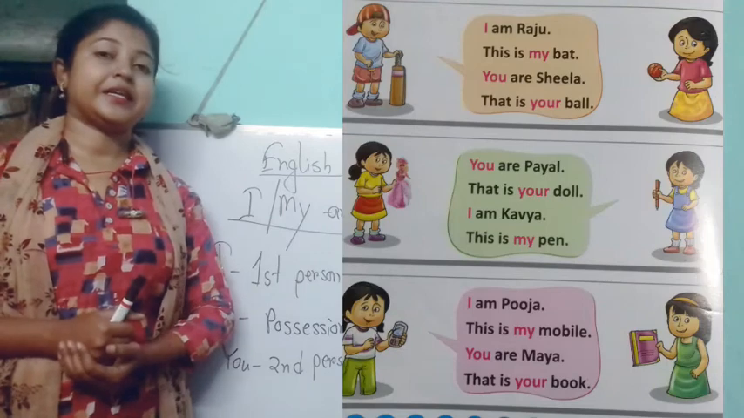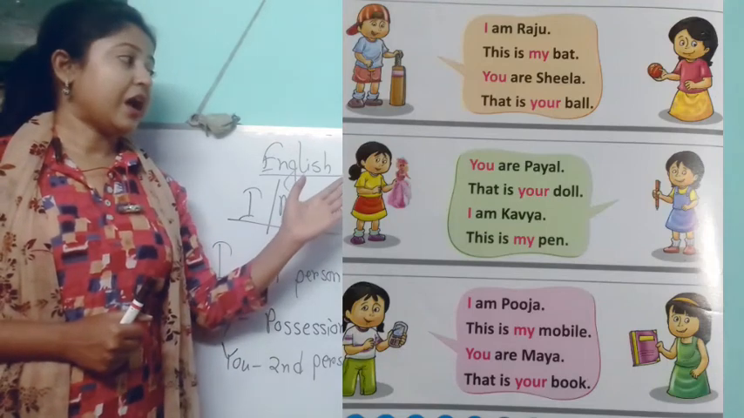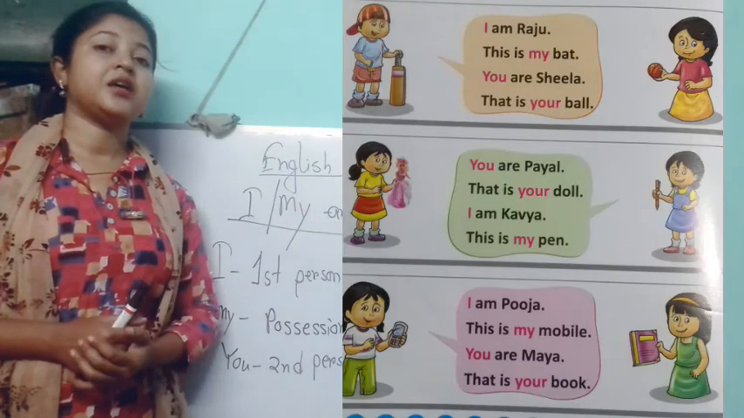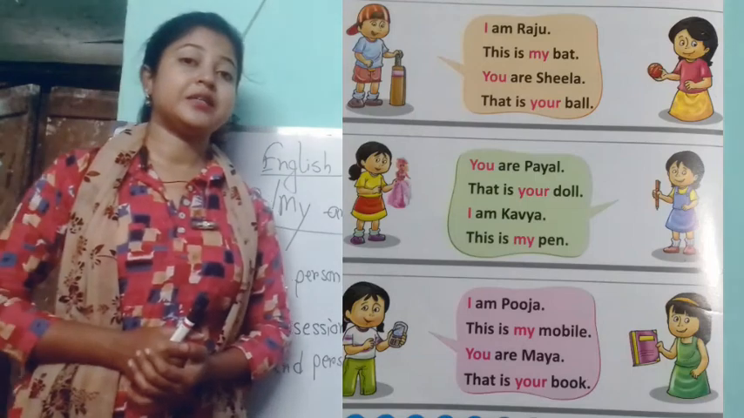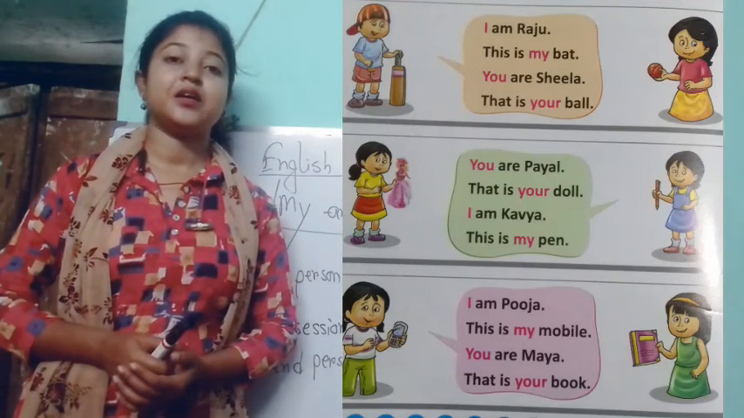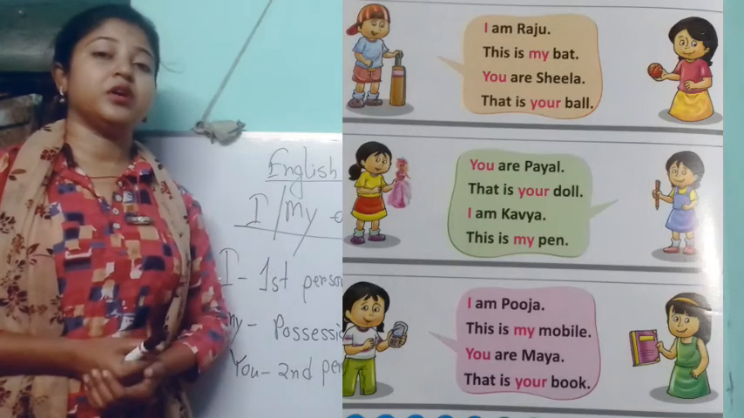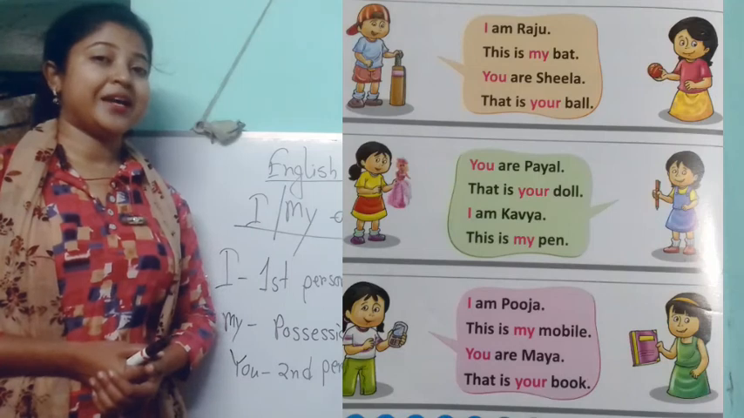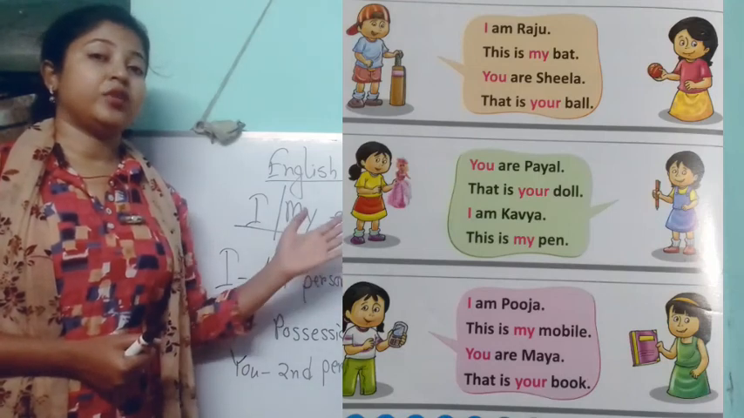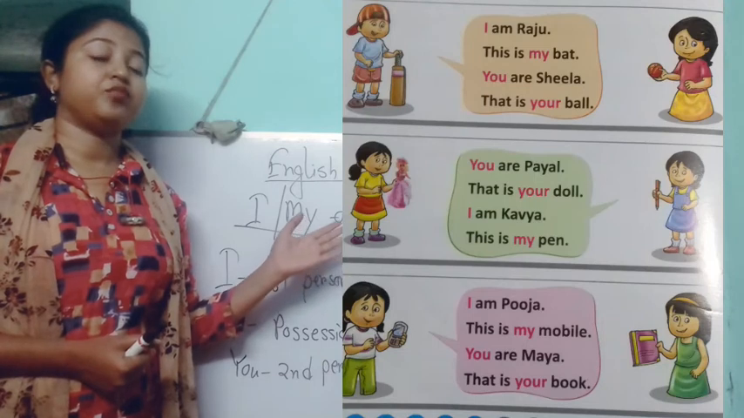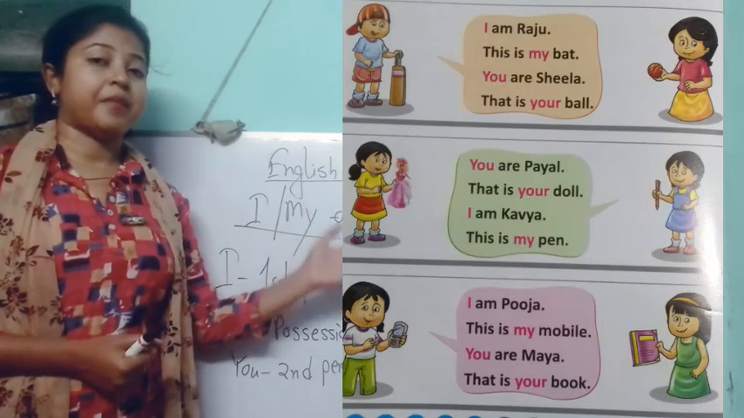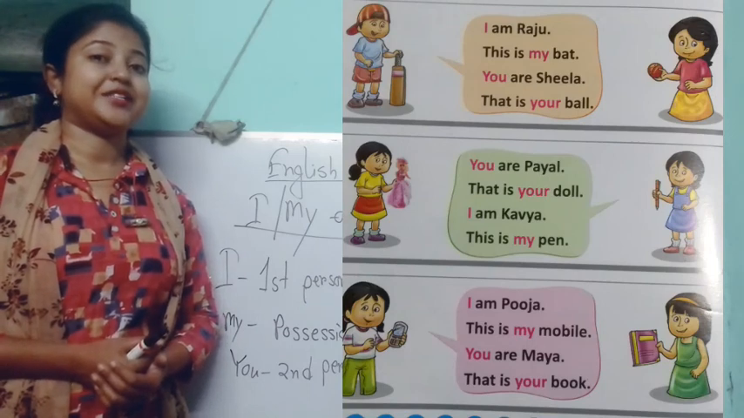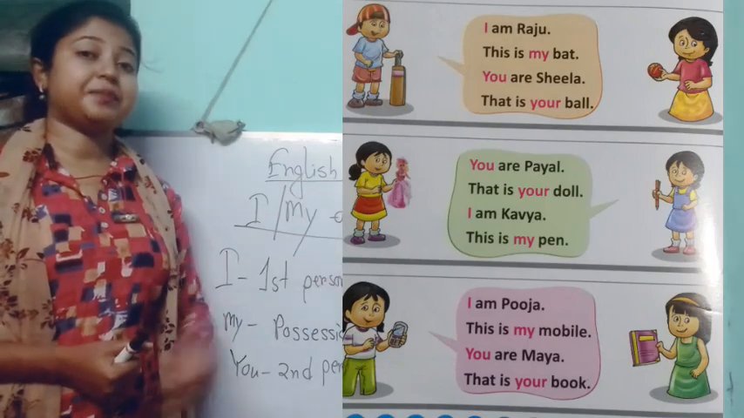Now, see the next sentence. One girl has a mobile and another girl has a book. The first girl holding the mobile says, I am Pooja, this is my mobile. And Pooja is saying to the second girl holding the book, you are Maya, that is your book. You will read this page at your home.